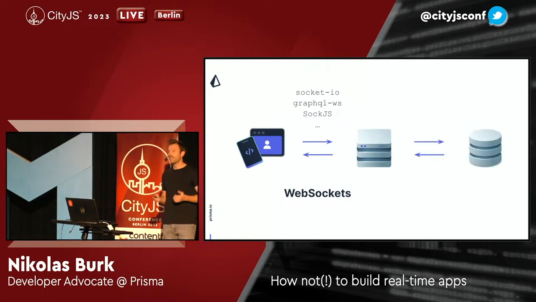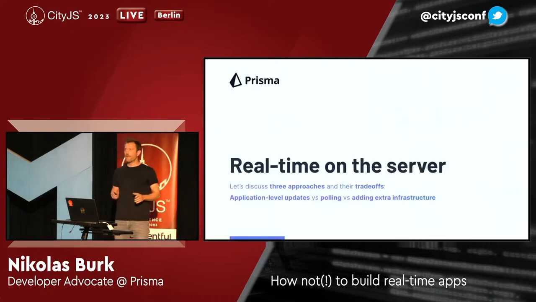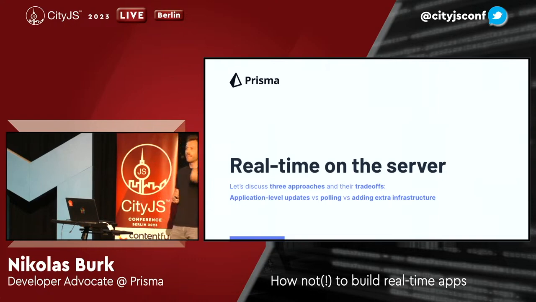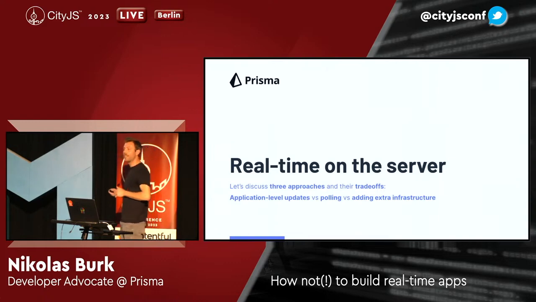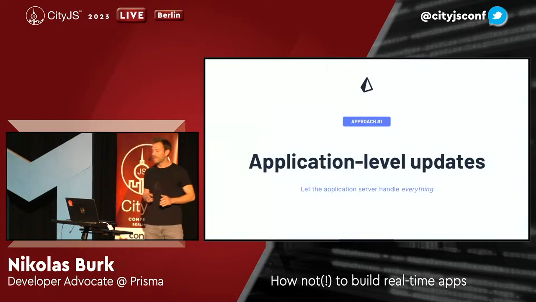But my talk today is about the backend side of things. How do you source the events that are coming in on the backend, and how do you know when to emit what kind of event to the connected client applications? So for real time on the server, I want to talk through 3 different approaches. The first one is called application level updates. Then I want to talk about polling. And finally, I want to talk about how you can do this with extra infrastructure that you're adding to this architecture. The application level updates, there, you really let the application server handle everything.